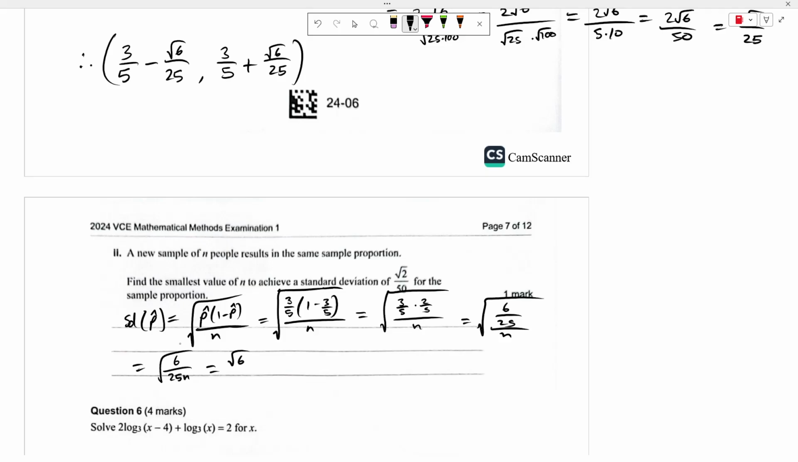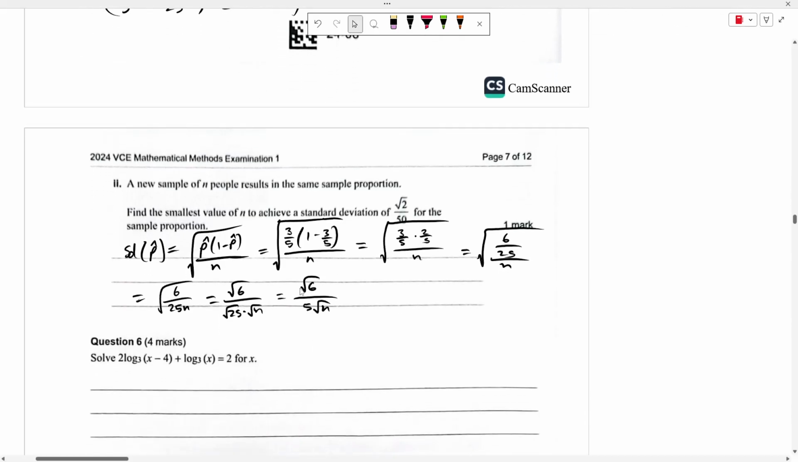And that's actually going to be root 6 on root 25 times root n, which is root 6 on 5 times root n. This is the standard deviation. And we want this to be root 2 over 50. So cross multiplying, we're going to get 5 root n root 2 equals 50 root 6. Now dividing by 5 on both sides, we get root n root 2 is equal to 10 root 6.